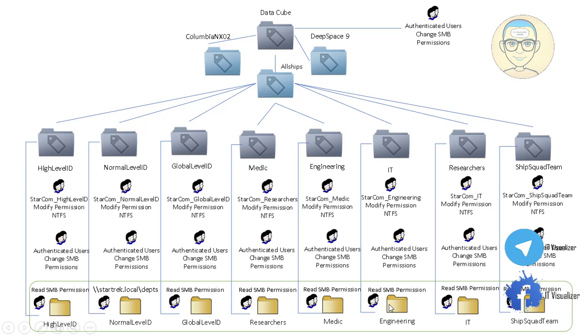For example, someone asked me: if I need the high level group to see only this folder, and the depths folder contains a lot of folders, how can I guarantee that the high level group will only see the high level ID pointer, and will not see the normal or the global? There is an option called access based enumeration. If this group has read permission on this pointer, they will only see this folder. If they don't have any permission on the normal ID, they will not see it. They will only see the folder that they have permission on.